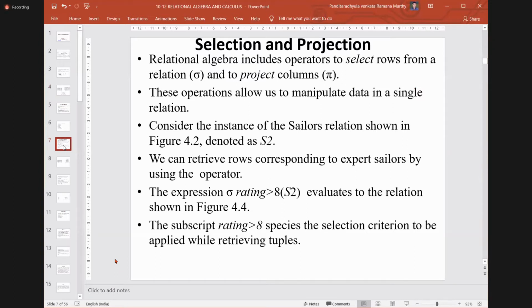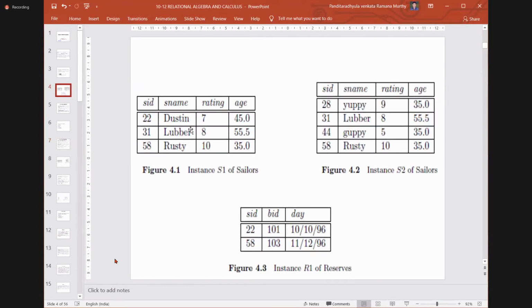We can retrieve rows corresponding to a particular sailor by using the select operator. Say, for example, I want to know some expert sailor's information. I may identify the sailor by the sailor ID and retrieve the information whenever we want. A database is a huge database, but for simplicity we show the table with a couple of rows or columns only; generally the table is huge.